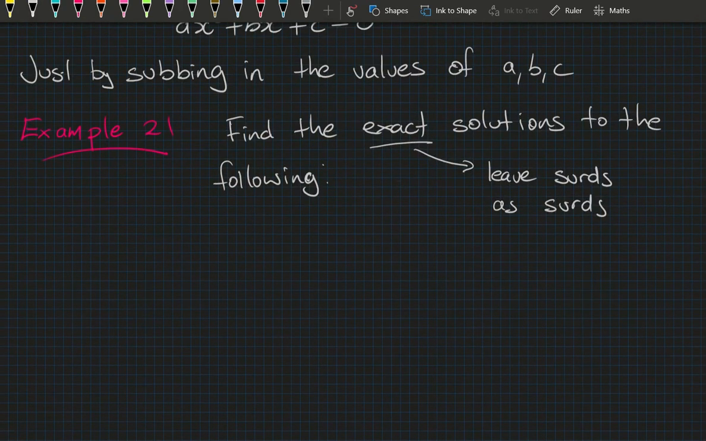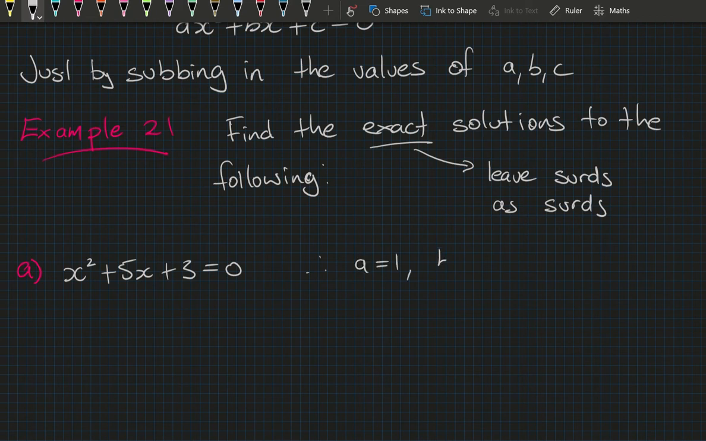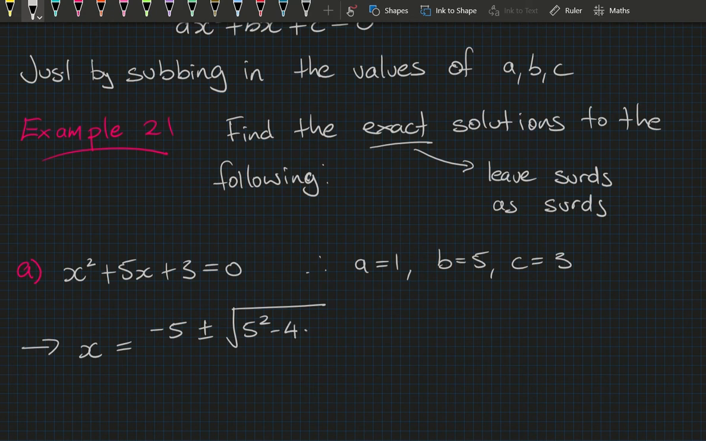Alright, part A, we have x squared plus 5x plus 3 equals 0. So therefore, a is equal to 1, b is equal to 5, and c is equal to 3. So plugging those values into the formula, we get x is equal to minus 5 plus or minus the square root of 5 squared minus 4 times 1 times 3 all over 2 times 1. And of course, you don't have to write out 4 times 1 times 3 or whatever in the future, but it's very important that I do it at this stage so you can see we've got the 4 and the 1 represents the a and the 3 represents the c.